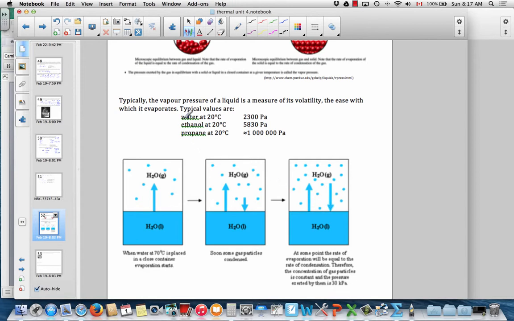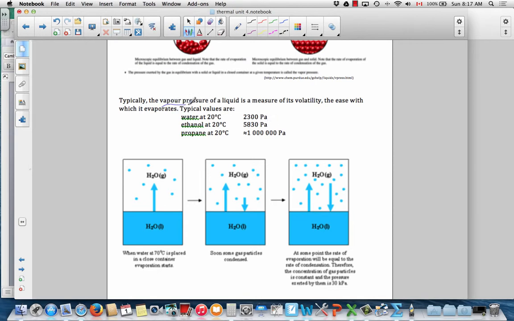Now, typical vapor pressures, well, they're not very large, right? For water at 20, it's 2,300 pascals out of 101,325. Ethanol, a little bit higher, propane, extremely high. And these represent the volatility, how readily the liquid evaporates, right? So that ethanol, being an alcohol, evaporates a lot more readily than water does.